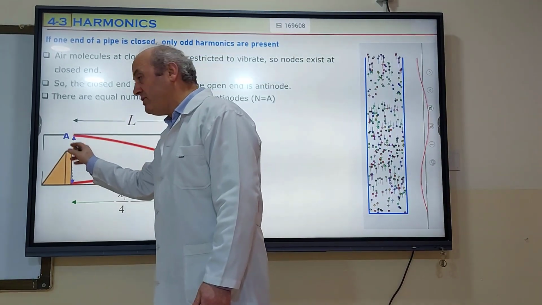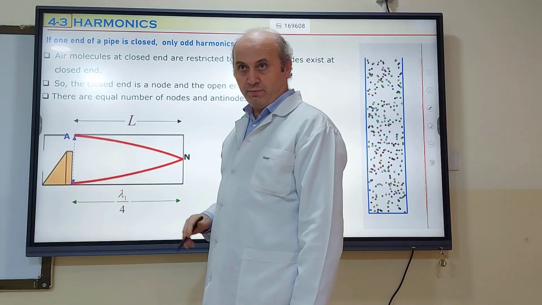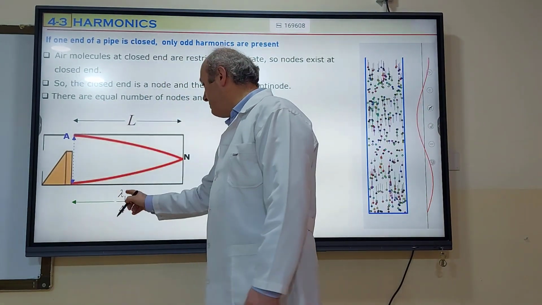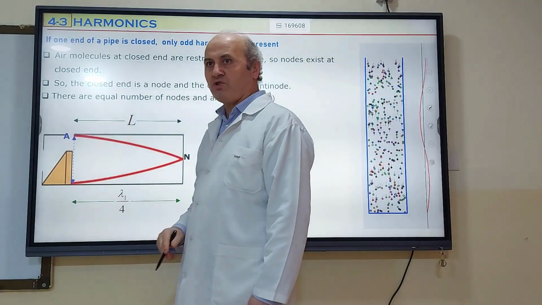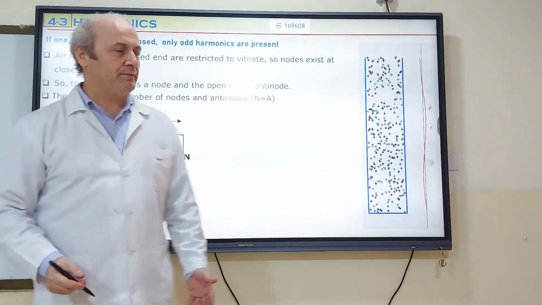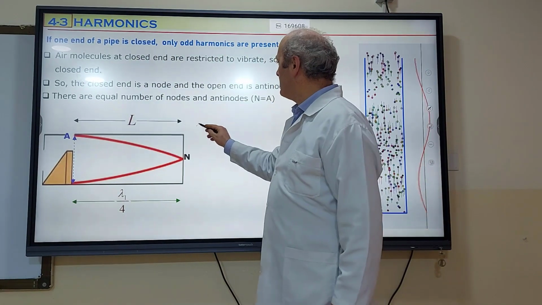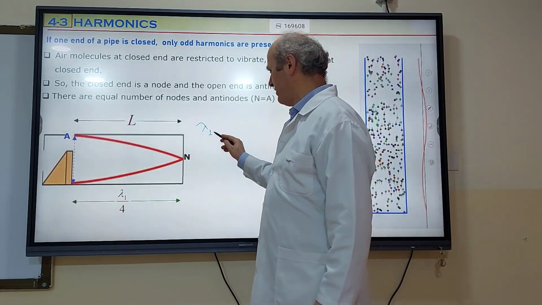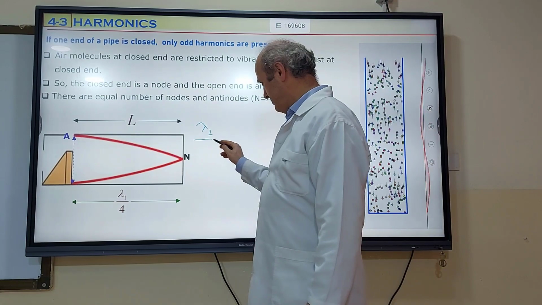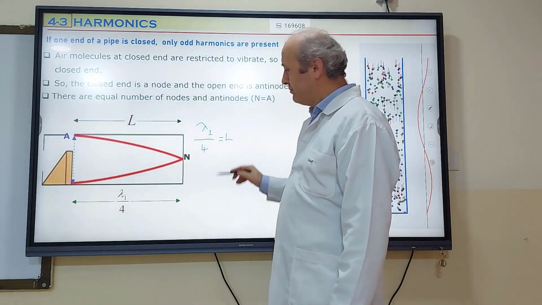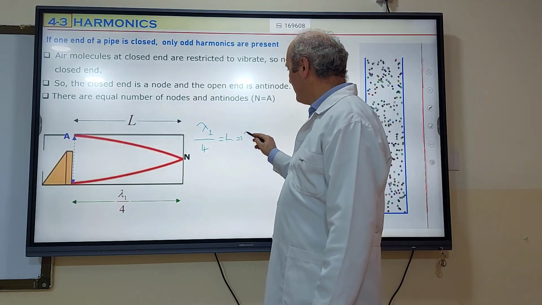Right now, it vibrates with one antinode and node is half. And that's why we are going to say from antinode to node it is lambda 1/2, which is equal to the length of the string. Now we go with the equation. So if lambda 1 is the wavelength of the first harmonic, divided by 4 is the length. Cross product. Lambda 1 is going to be 4L.